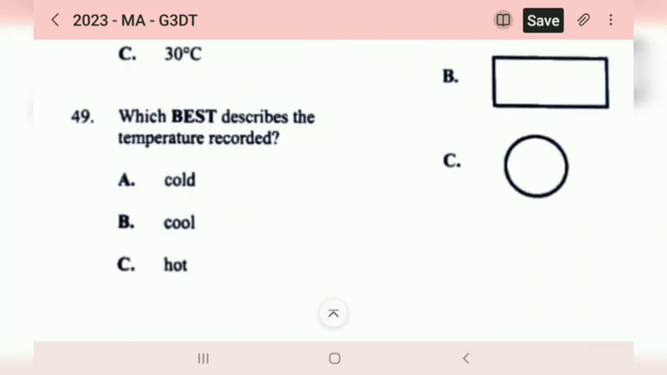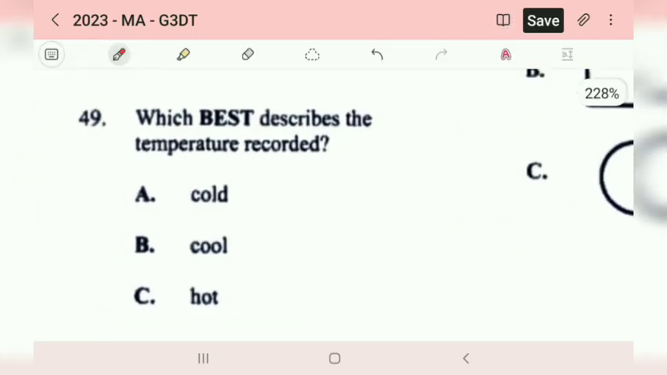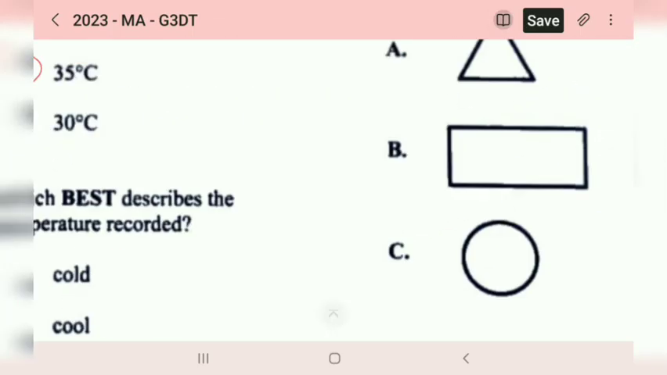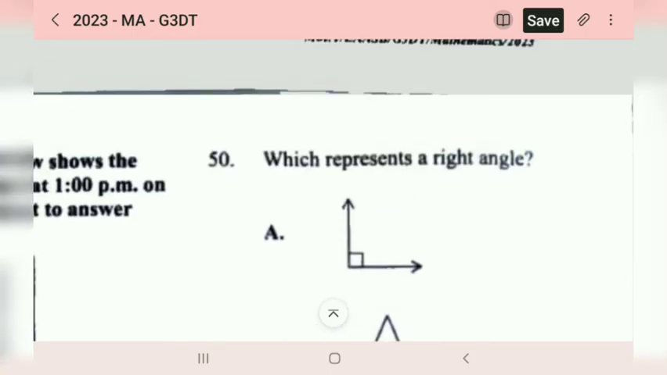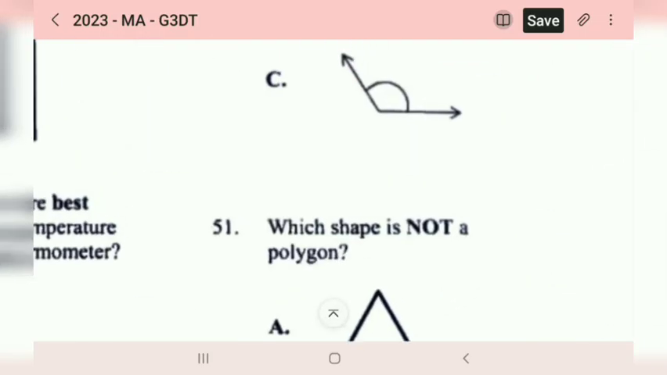49. Which best describes the temperature recorded? Is it cold, cool, or hot? It's more like hot, all right? More like hot. Moving on to, this one is also, 49 is a repeat, 48 is a repeat, 50 is a repeat.